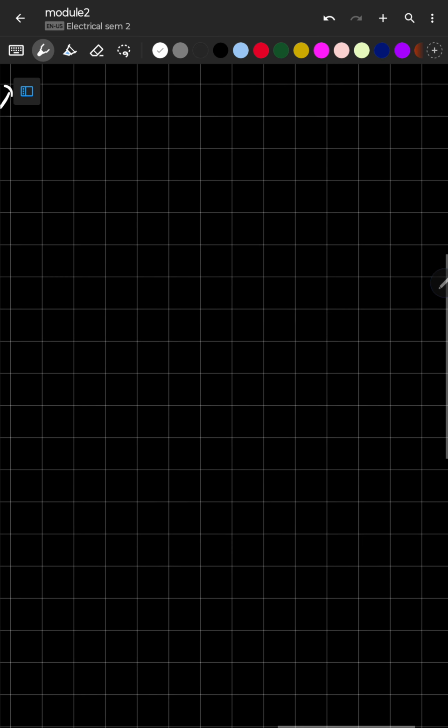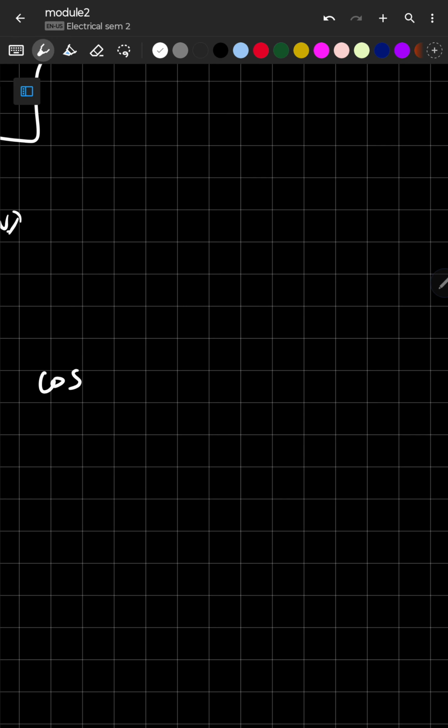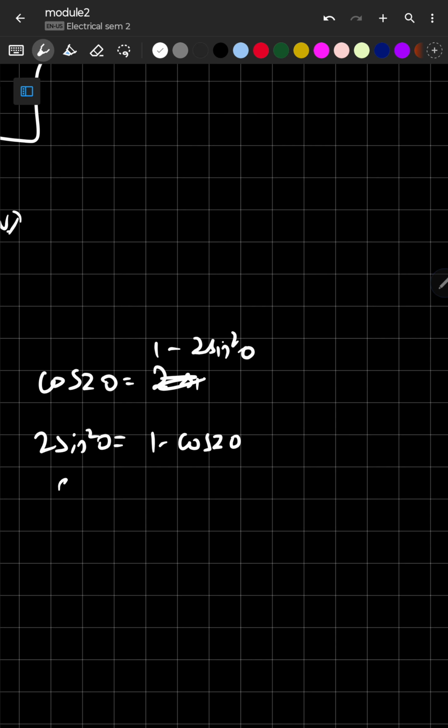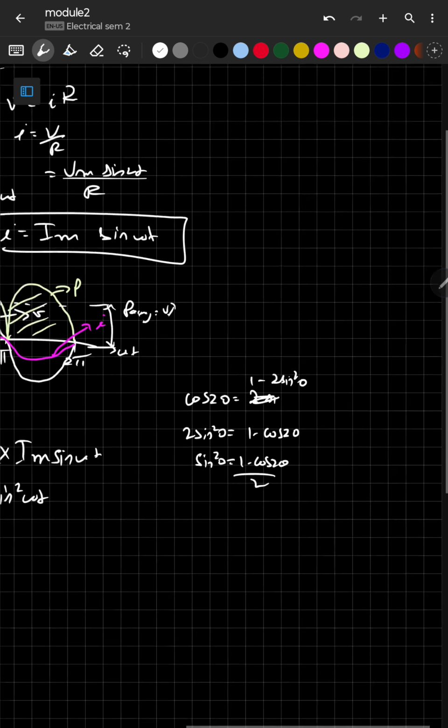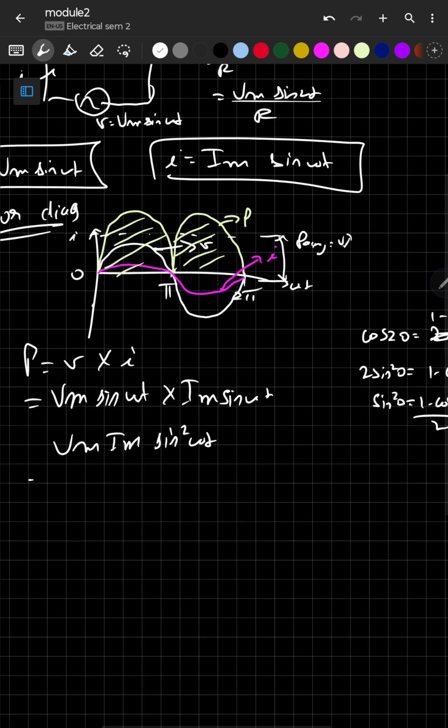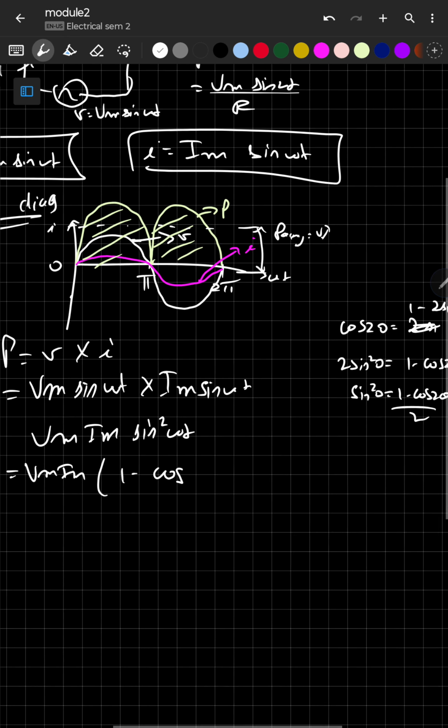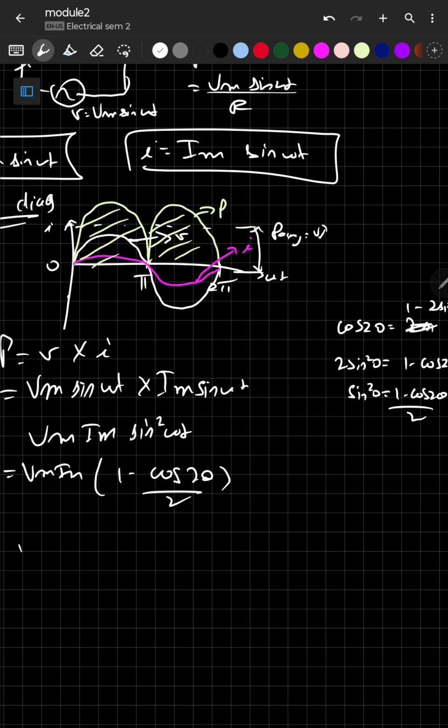Now as soon as you see sine square, you have to remember this formula: cos 2 theta equals 1 minus 2 sin square theta. So 2 sin square theta equals 1 minus cos 2 theta, and sin square theta is (1 minus cos 2 theta) by 2. That one you have to write over here. P equals Vm Im (1 minus cos 2 theta) by 2. So Vm Im by 2 minus Vm Im cos 2 theta by 2.